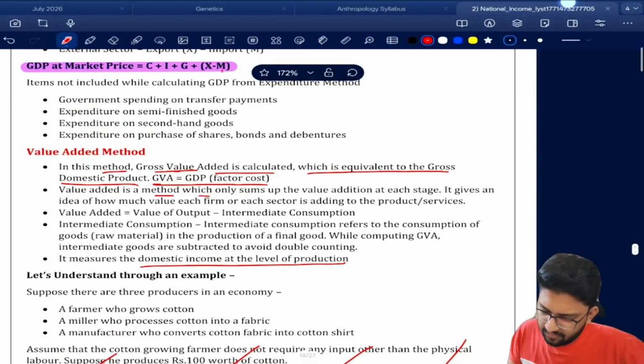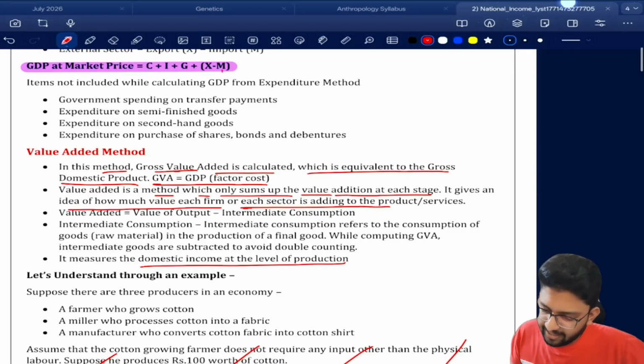Value added is a method which only sums up the value addition at each stage. It gives an idea of how much value each firm or each sector is adding to the product or services. Okay, fine.